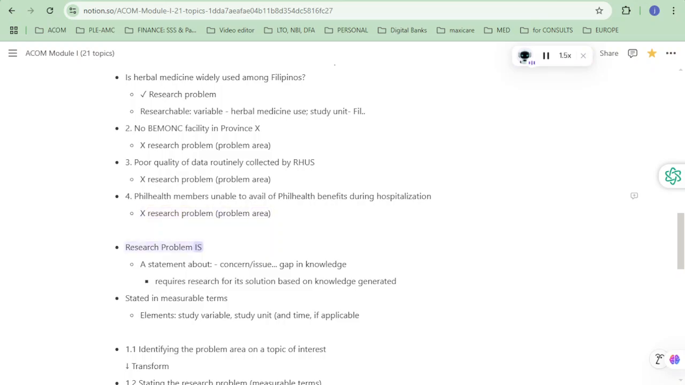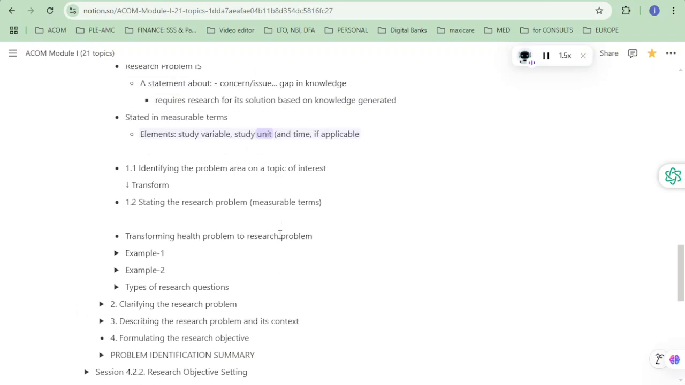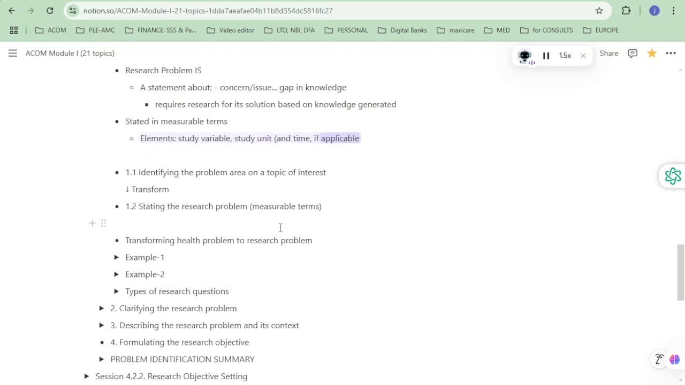A research problem is a statement about a concern or issue, a gap in knowledge. It requires research for its solution based on knowledge generated. It is stated in measurable terms. Elements: study variable, study unit, and time, if applicable. 1.1 Identifying the problem area on a topic of interest, then transforming it. 1.2 Stating the research problem in measurable terms.